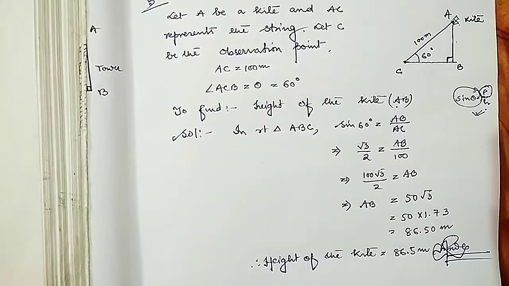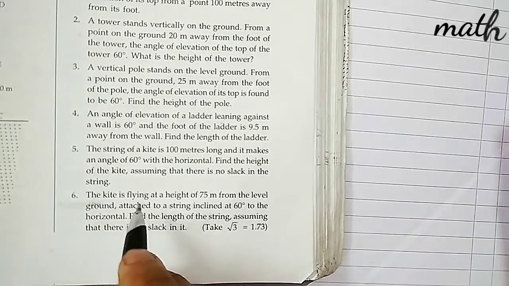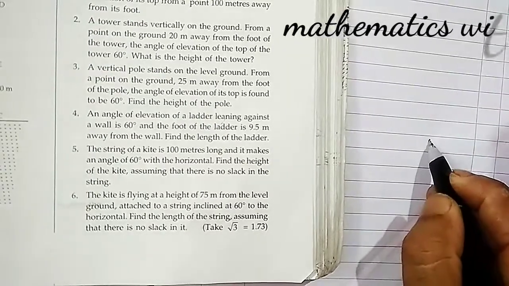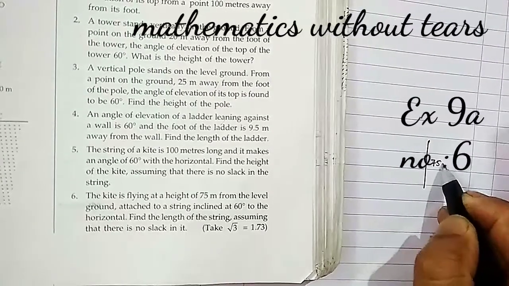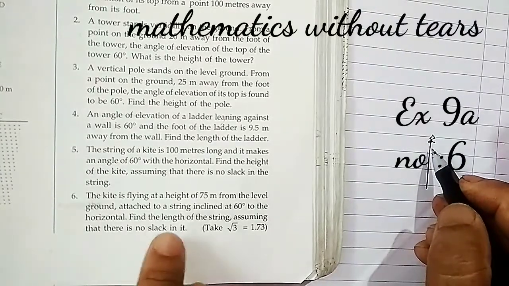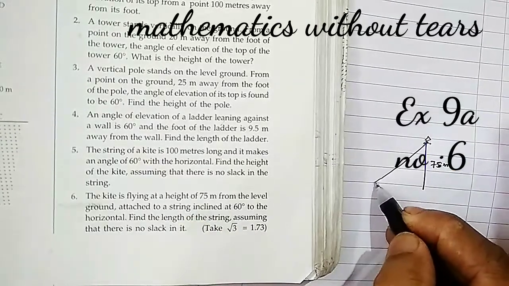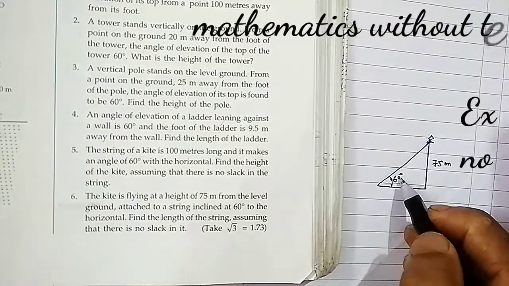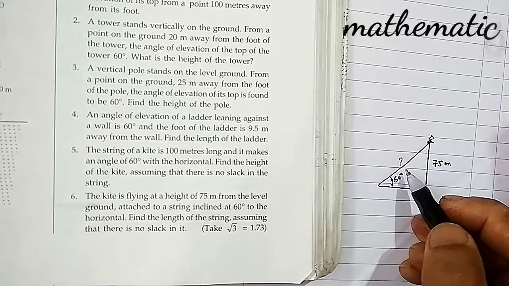Let me do the next one, that is question number 6 now. In question number 6, it is given the kite is flying at a height of 75 meter from the level ground. A kite is there and it is flying at a height of 75 meter. So that means this height is 75 meter, and suppose this is the position of the kite. Okay, attached to a string inclined at 60 degree to the horizontal. So this is the string, and this string makes an angle of 60 degree with the ground. Okay, find the length of the string. This length is to be calculated assuming that there is no slack in it.